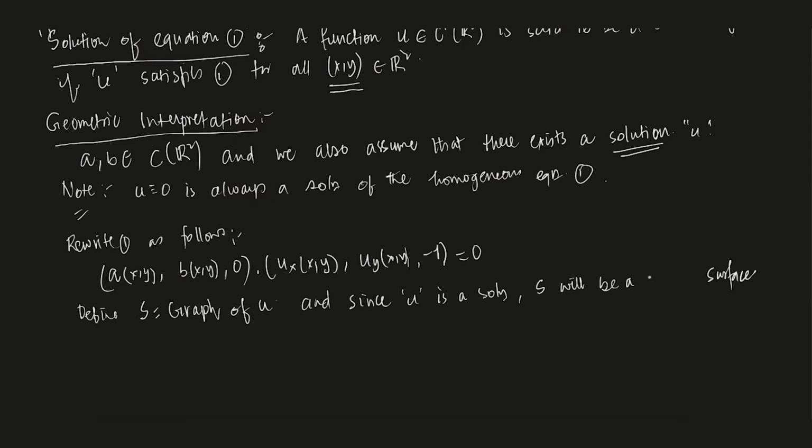It is a smooth surface. And what do I mean by smooth surface? Smooth surface means that there exists a tangent plane to S at every point. So every point admits a tangent plane, right? So that's your smooth surface.